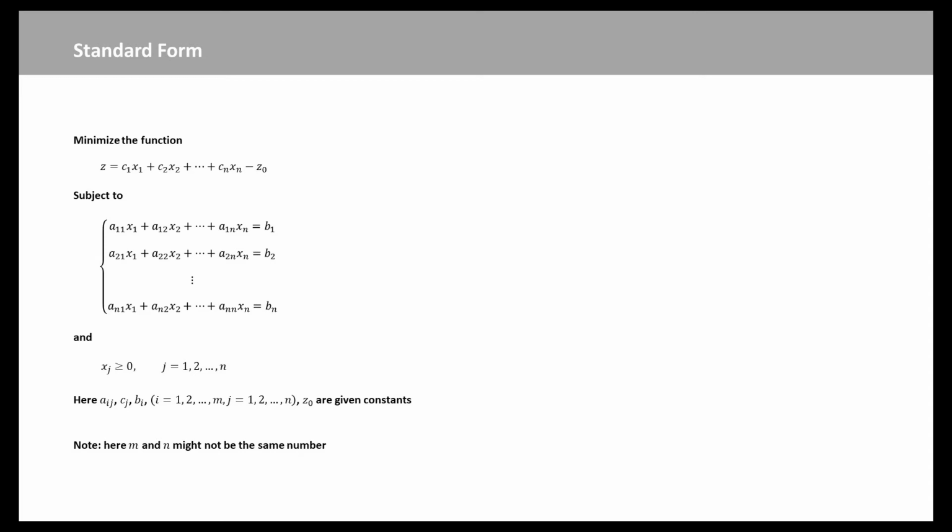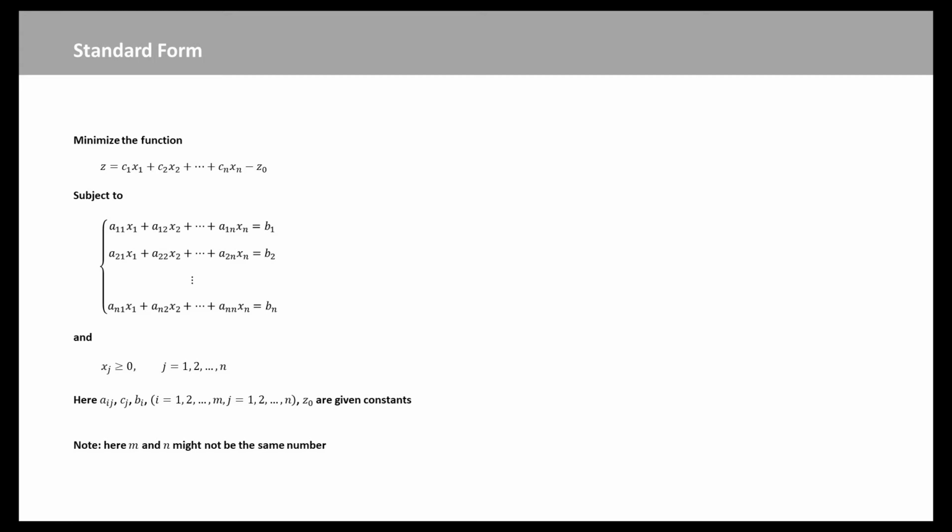We always require the variables to be non-negative, because they are physical quantities. All the xj for j from 1 to n are bigger than or equal to 0. So here is the standard form. In here, the variables are x1, x2, all the way to xn. This z here is the value of the objective function. All the others, the aij, the cj, are the coefficients, in the objective function, and the bi are the right-hand side of the constraints. z0 is the number here in the objective function. All of these are given constants. They are set at the beginning of the problem.